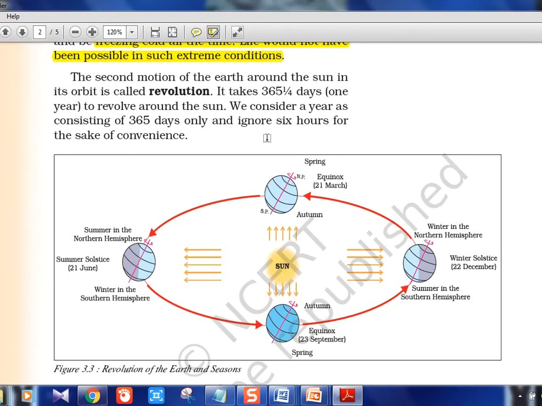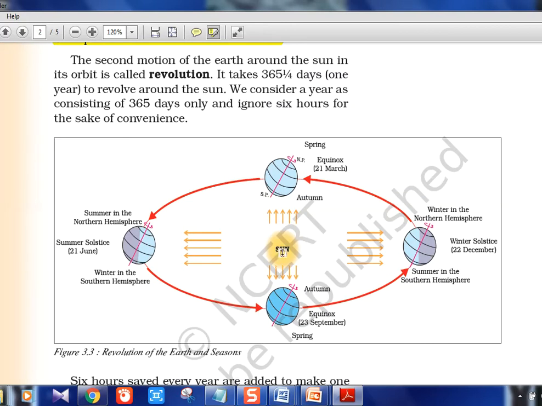Now the second motion is the revolution. If you see the center, this is the sun, this is the earth, and across different seasons this movement is happening. One thing you have to remember is that day and night happen because of the rotation of the earth, but seasons happen because of the revolution of the earth. UPSC has already asked this as a statement, so please know that day and night is by rotation, seasons is by revolution. So seasons, why?